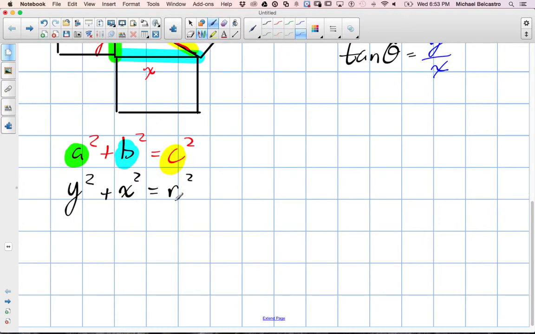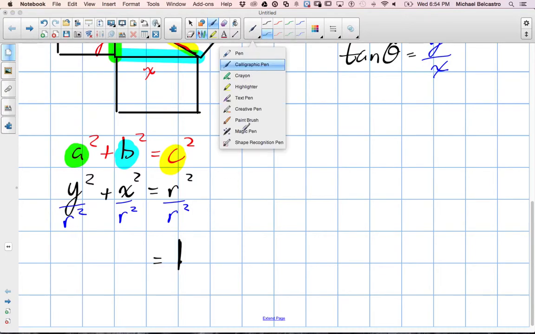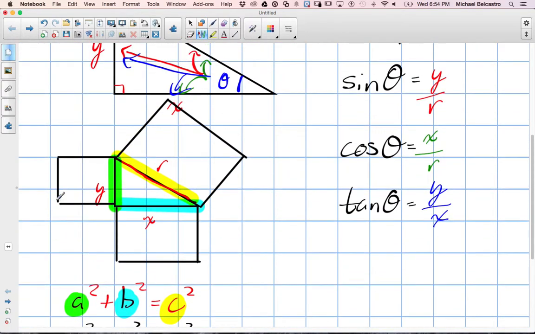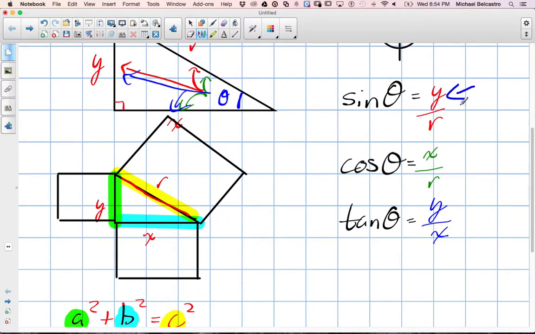So whatever you do to one side of the equation, you can do to the other. I'm going to divide this side of the equation by r squared, and that means I've got to divide both of these by r squared. Now on the right of the equation, r squared divided by r squared will equal 1. y squared over r squared, I don't really know, but that does remind me of something. y over r is equal to sine theta.